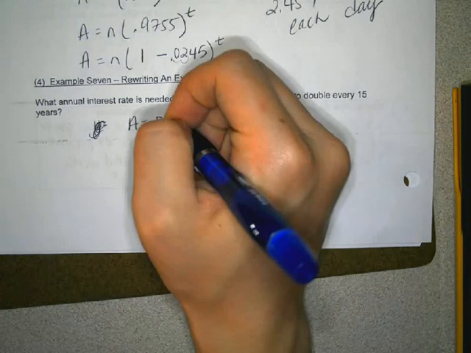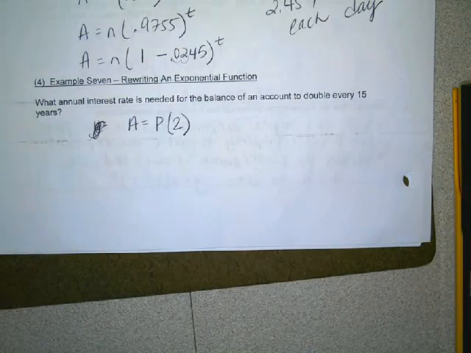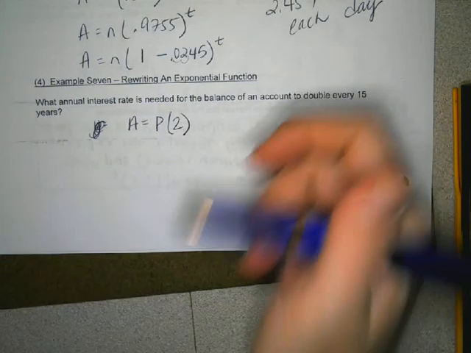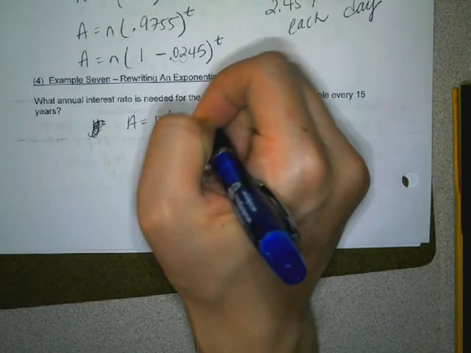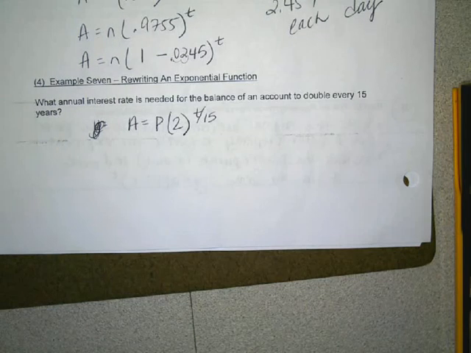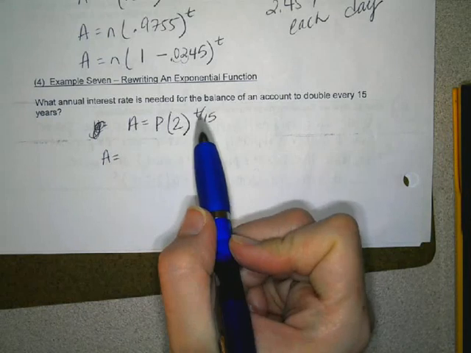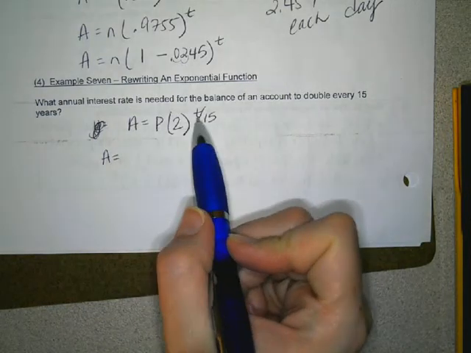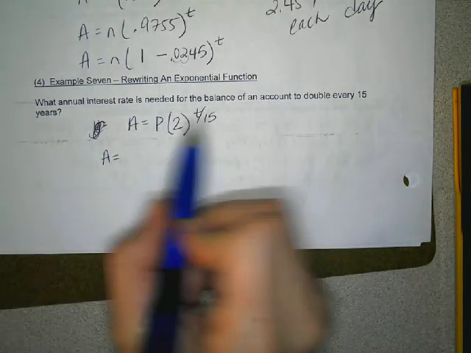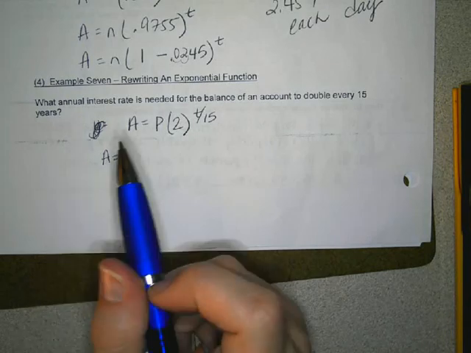Now, if we want it to double, that means the base is going to have to be 2 to represent a doubling situation. And then this every 15 years, we're going to make that 1 over 15 times T to represent every 15 years we want it to double. Otherwise, if we left it as T, what we're saying is it doubles every year. We want it to only happen every 15 years, so we're going to divide that by 15 in order to get that percentage that we would need.